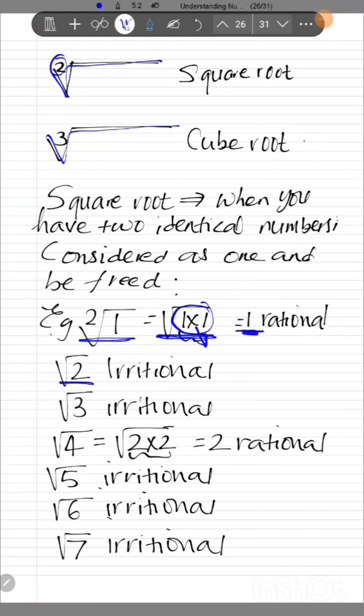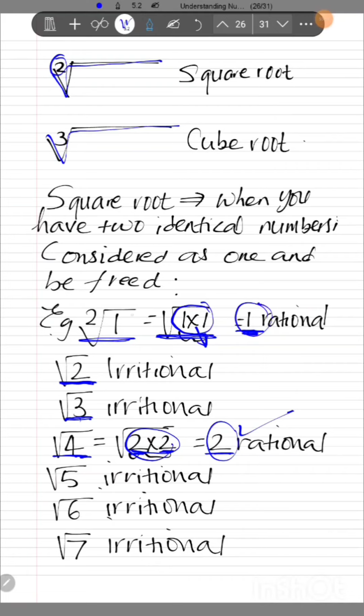What about the square root of 2? Can you find two identical numbers to get one free? No. What about the square root of 3? No. What about the square root of 4? In the square root of 4 you can have 2 times 2, because 2 times 2 is 4. When you have two of these identical numbers, one will be free. Then this is 2.